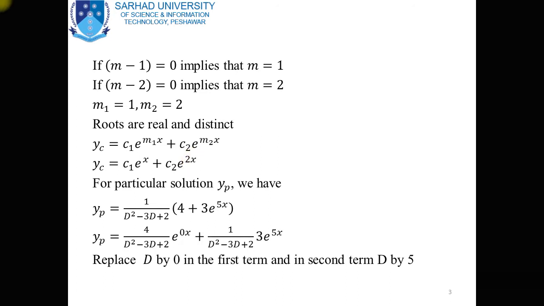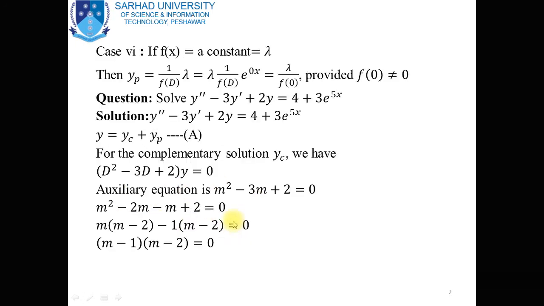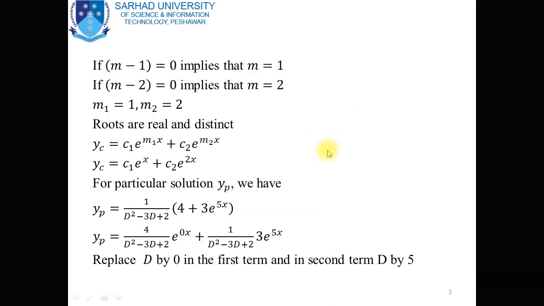Now to find the particular solution for the given second order non-homogeneous linear differential equation, we write yp. Yp means the particular solution: 1 over D square minus 3D plus 2. This is the inverse operator, and this is the given function which lies on the right hand side of the given equation, you see over here, 4 plus 3 e power 5x. So the inverse operator into 4 plus 3 e power 5x. Now apply this inverse operator on 4 and apply the inverse operator on 3 e power 5x.